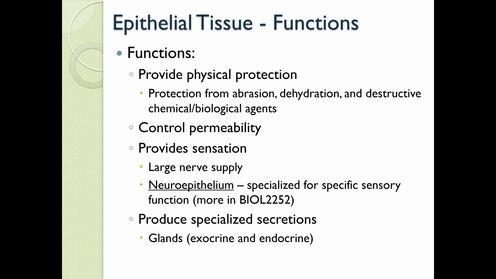And finally, epithelial tissue can produce specialized secretions, and that is the job of the part of the tissue that is called glands. There are 2 types of glands: exocrine glands and endocrine glands, and we'll talk more detail about those in a bit.